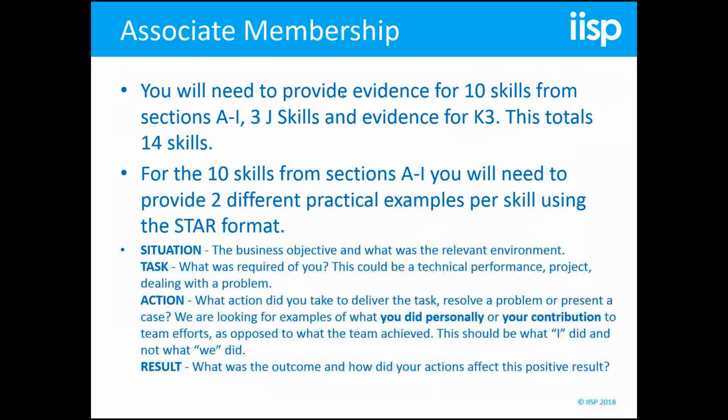So, starting with associate membership, you'll need to provide evidence for 10 skills from sections A to I, 3 J skills, and evidence for K3. That totals 14 skills altogether. For the 10 skills from sections A to I, you'll need to provide 2 different practical examples using the STAR format. Listed on the screen there is the STAR format with a bit more information of how to lay out your evidence.